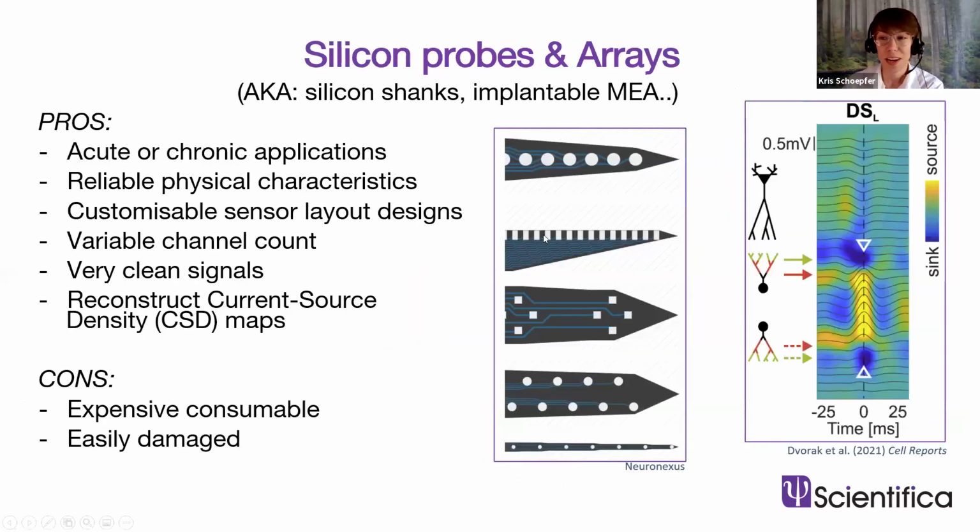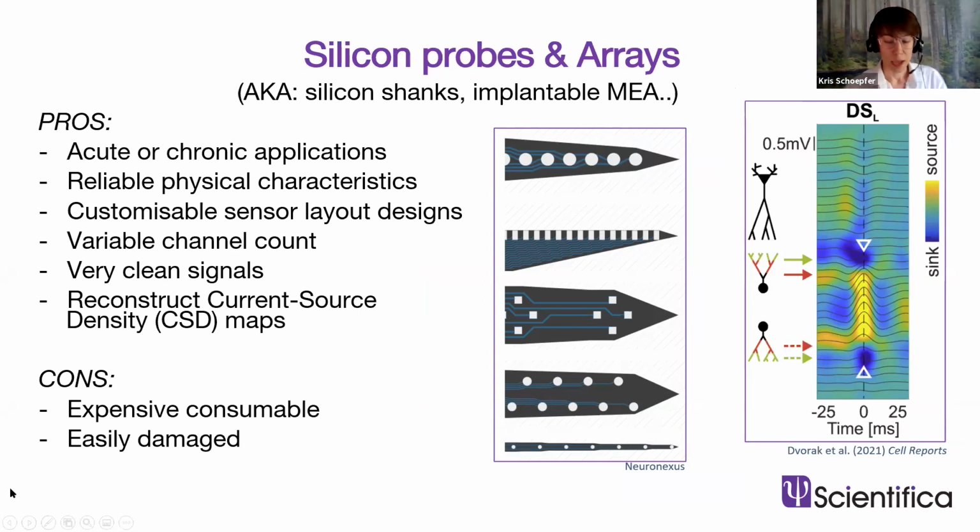Okay, moving now to active sensing probes. So these are kind of a newer technology, I guess, in the last couple decades, silicon-based probes and probe arrays. And so you can use these in either acute or chronic experiments. So you can put the probe down and take it out the same day after you're done recording, or leave it in and keep it in place.